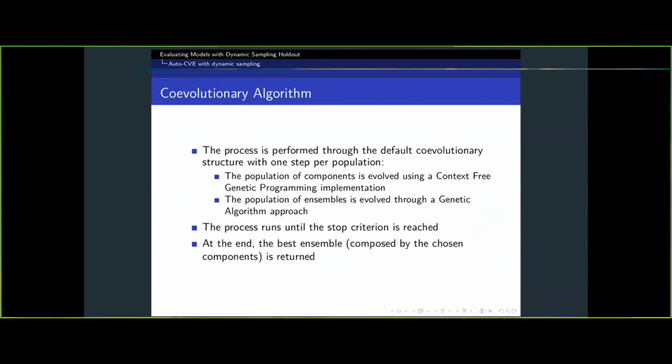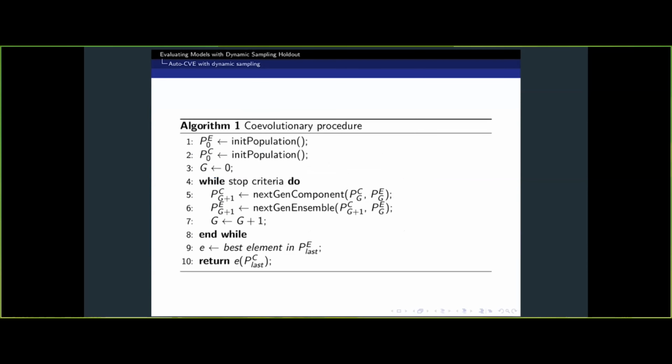Okay, following, we use the traditional structure in coevolution. We give one step per population. The population of the components is evolved through a contextual genetic programming, while the ensemble population uses a genetic algorithm. And we run until some stop criteria, and get the best ensemble at the end. So the idea is pretty simple. Here, just to give you some vision of the algorithm. First, we initialize the population, loop with each population performing one step per generation and interaction, and at the end return the best ensemble. Okay.